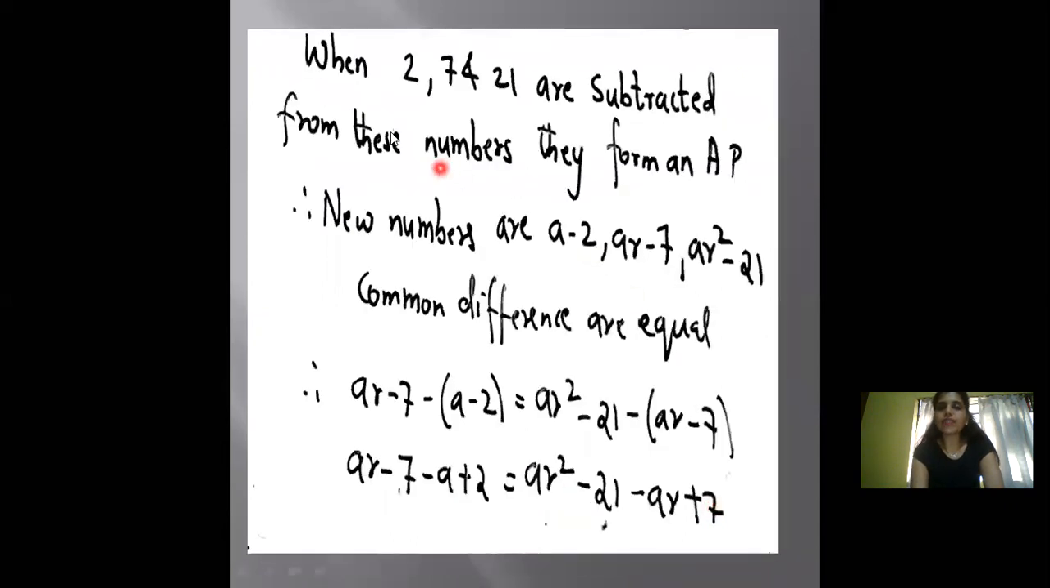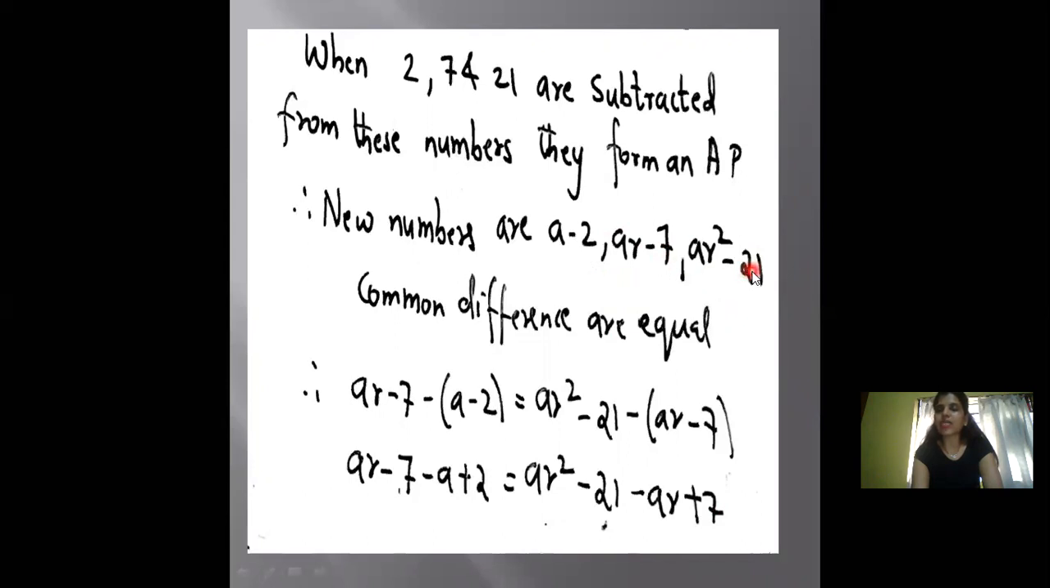Now in the second part they have said that when 2, 7 and 21 are subtracted from these numbers, they form an AP. They are subtracted in sequence, which means from the first term 2 is subtracted, from the second term 7 is subtracted, so AR minus 7, and from the third term 21 is subtracted, so AR square minus 21. Now as you know, when they are in AP, the common difference, the second term minus the first term, is going to be the same as the difference between the third term and the second term.